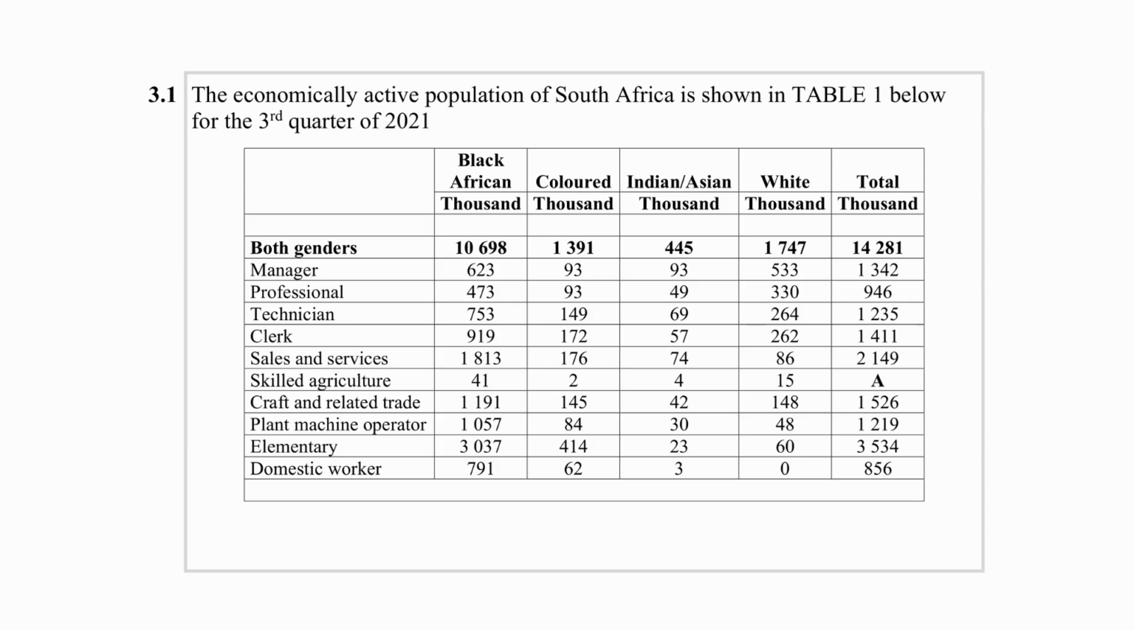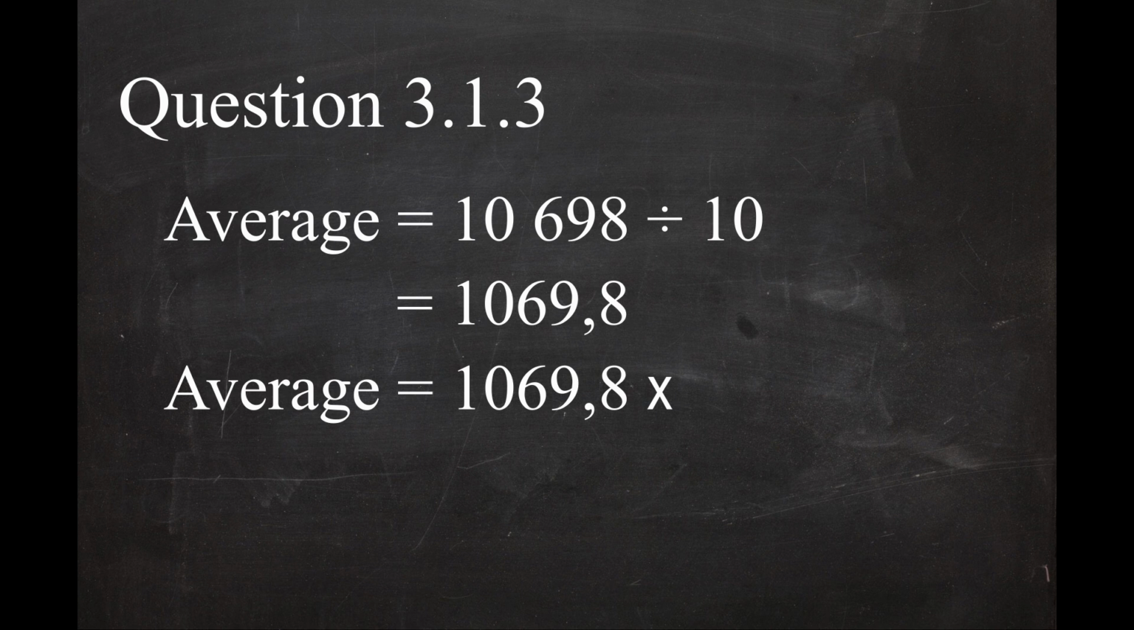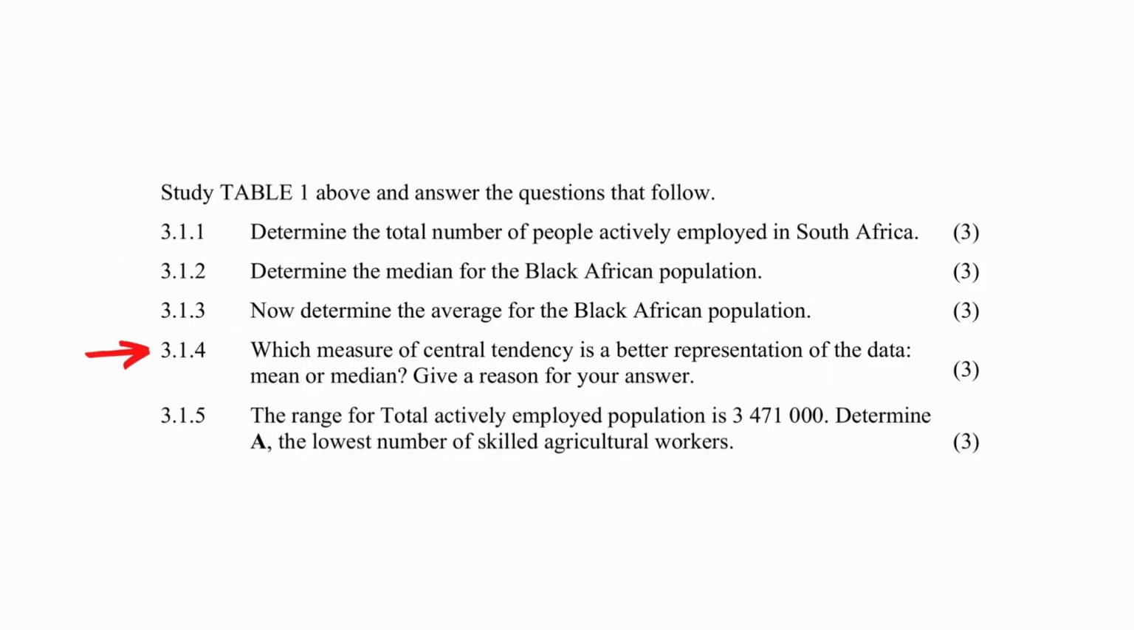The sum of the Black African population is given as 10,698 in the table. So the average equals 10,698 divided by 10, and this will give you an average of 1,069.8. Multiplying this value by 1,000 will give you a value of 1,069,800.